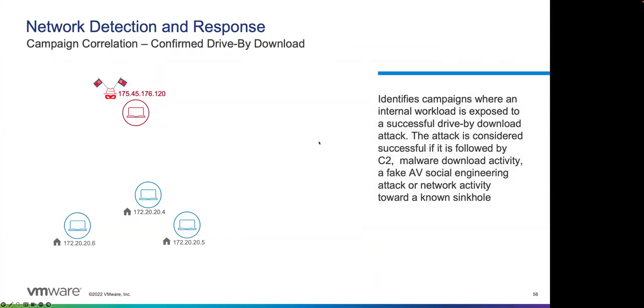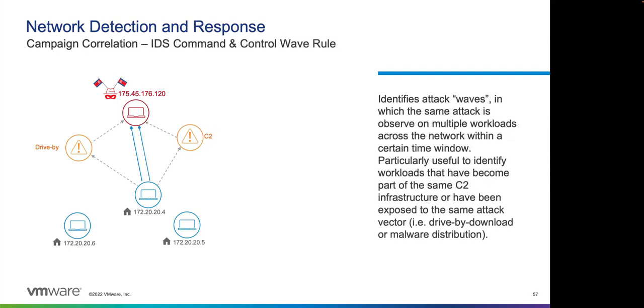What does this look like? If you're talking about a confirmed drive-by download, it identifies campaigns where an internal workload is exposed to a successful drive-by download. The attack is successful if it is followed by command and control malware download activity and a fake AV social engineered attack, or network activity towards a known sinkhole. So we're looking for known traffic by commands to get that malware distribution going.